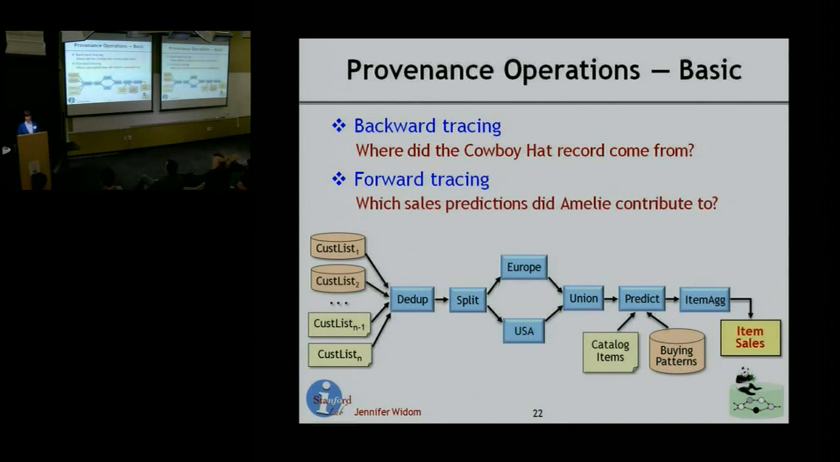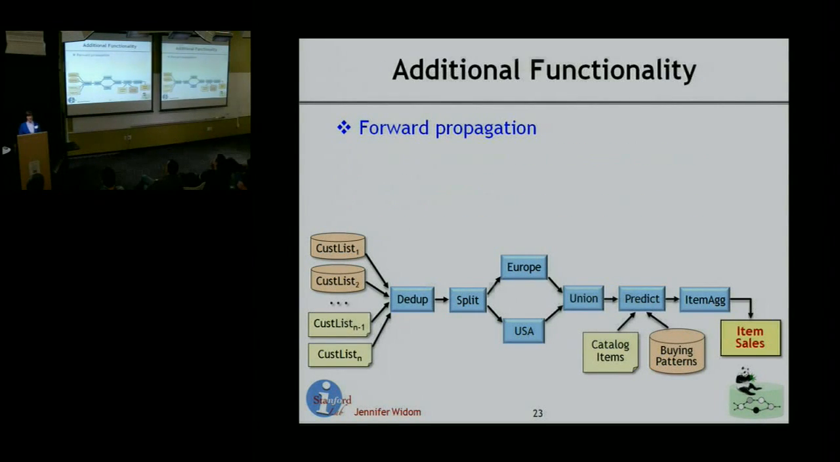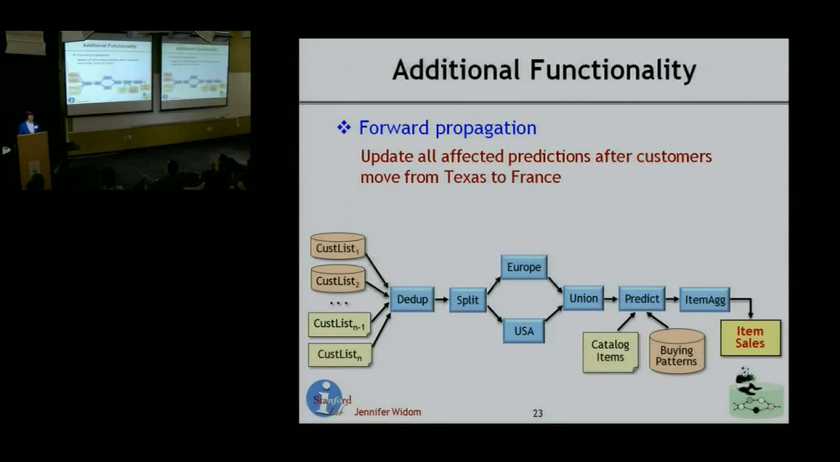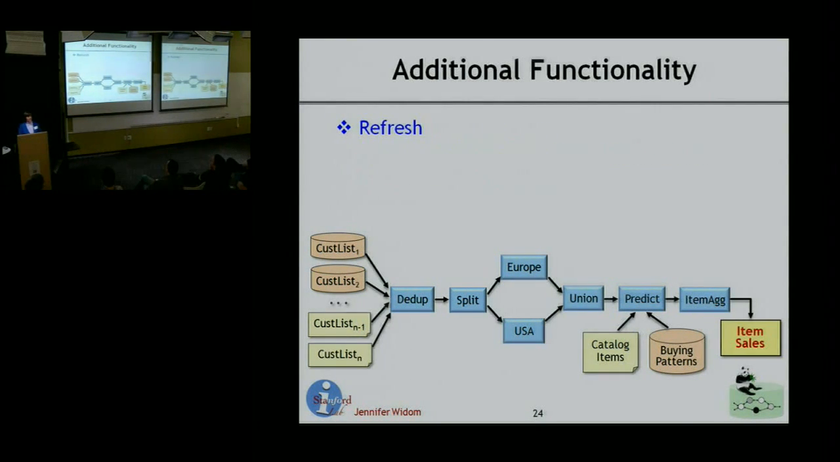Forward tracing is the other direction, and provenance is useful for forward tracing as well. So I have a particular customer and I want to know which sales predictions she had an effect on. I want to take data here at the front and figure out how it affected things in the back. Forward propagation says maybe I changed some data at the front and I want to propagate those changes through, but I don't want to rerun the entire workflow. Provenance can be very useful for that. I mentioned that already, for incremental processing.